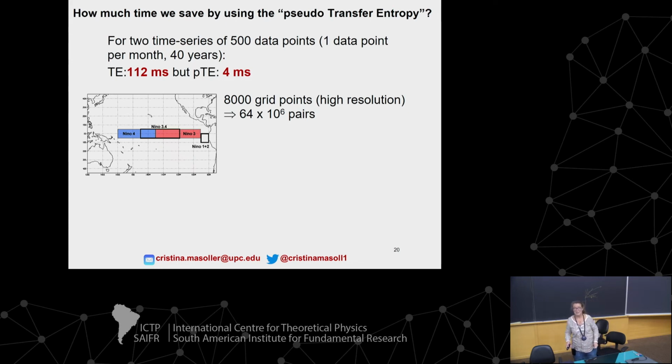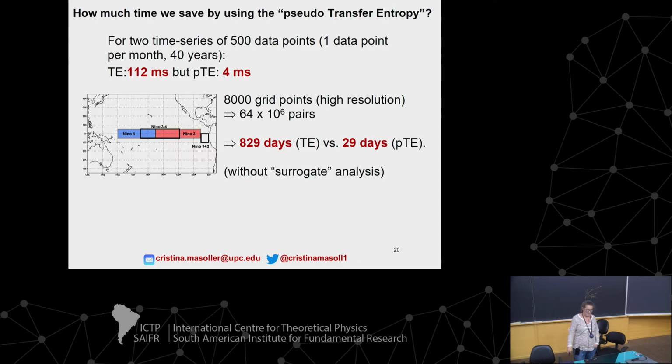That means you have to compare 1 million pairs, okay? So this takes a lot of time. If you want to do it properly, without any approximation, it will take you 800 days. If you use the pseudo expression, it will give you a month. It's still a lot of time, but it's doable. And this is without doing any surrogates. But if you want to test if the value is significant or not, for each pair you need to generate your surrogates, calculate your histogram, and see if your value is inside the histogram or not.